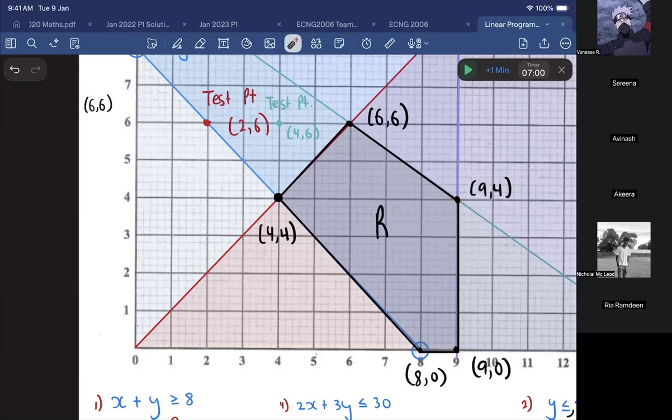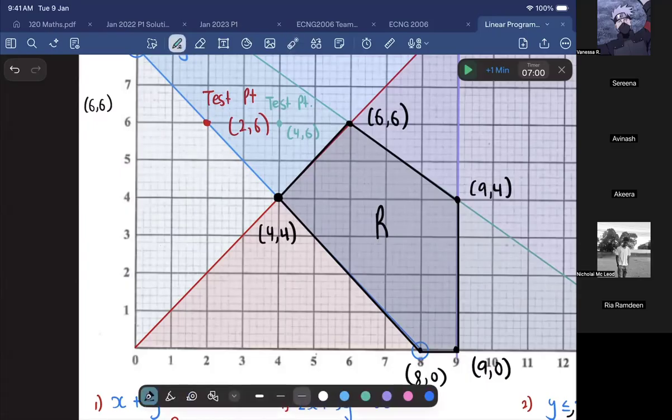And if you want to figure out most or least or minimum or maximum, you have to consider the worst case or the best case. So you're considering the cases on the edge. So (6,6), (9,4), (4,4), (8,0), and (9,0).